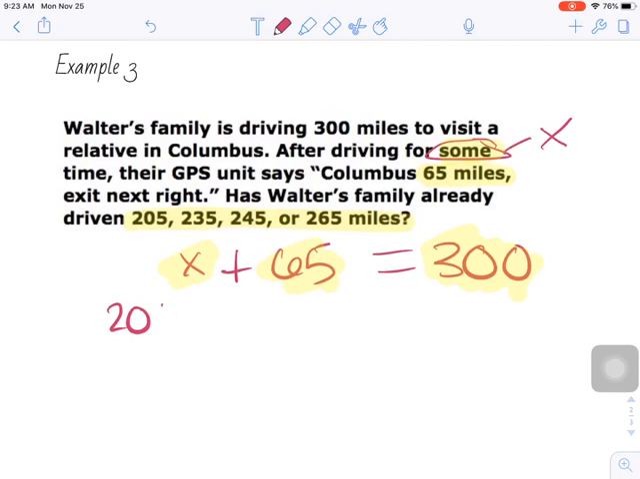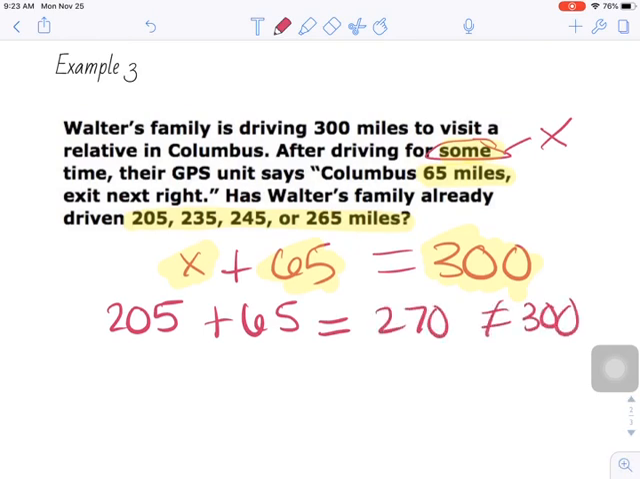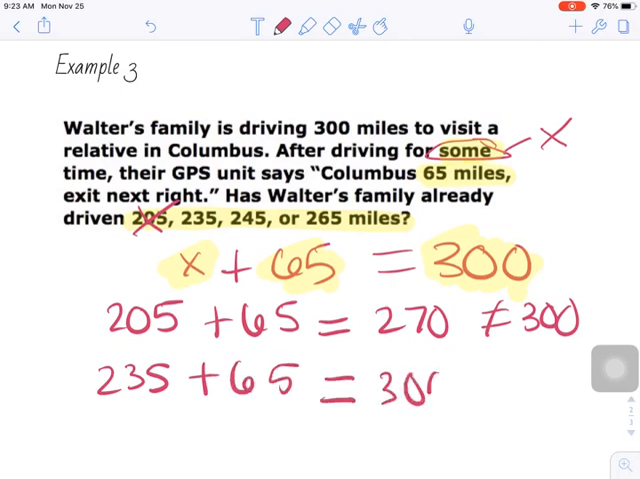So we have 205 miles first plus 65. What does this equal? And this equals 270. This is not equal to 300, so this one does not work. Let's try 235 plus 65. And this does equal 300. So we have driven 235 miles already.